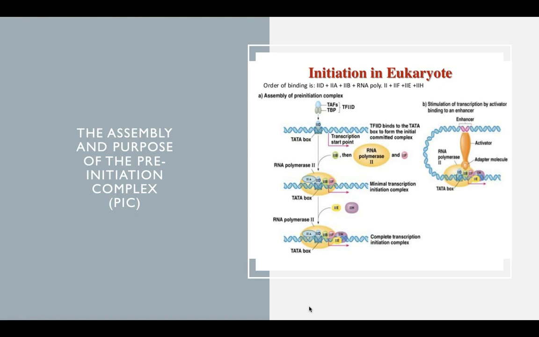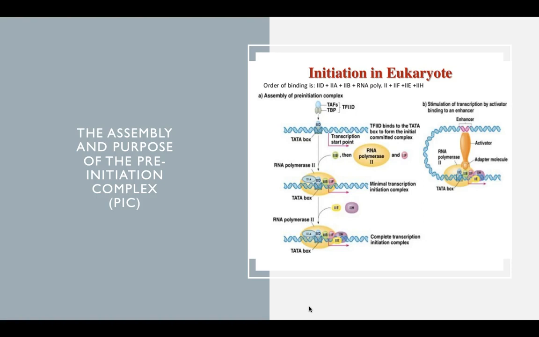So next I'm going to talk about the assembly and the purpose of the PIC, or the pre-initiation complex. In eukaryotic cells, transcription is a lot more complicated than in prokaryotic cells. To start, there are three RNA polymerases known as RNA polymerase 1, RNA polymerase 2, and RNA polymerase 3. RNA polymerase 1 and 3 are utilized for RNA genes, and RNA polymerase 2 is used for protein coding genes. So we are going to be focusing on RNA polymerase 2.